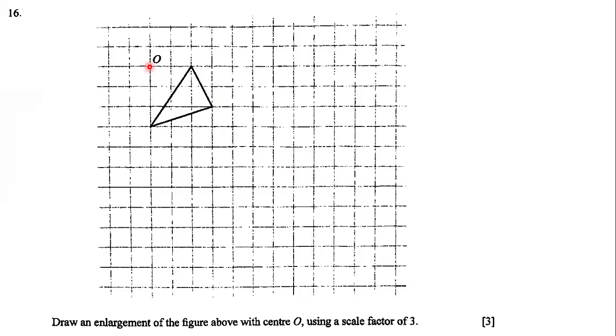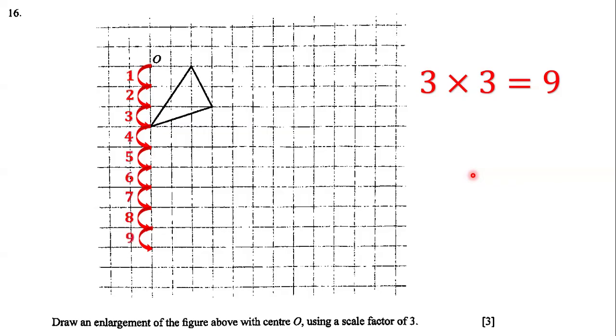So what we're going to do is take O and move 1, 2, 3. Since we move 3 spaces to get from O to this point, we say 3 multiplied by the scale factor of 3, which means 3 times 3 gives 9. So we start at O and go 9 spaces down to get where our first point is going to be. 1, 2, 3, 4, 5, 6, 7, 8, 9. And so our first point is going to be right here.